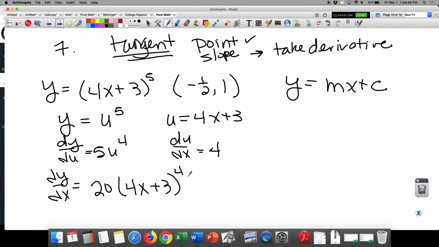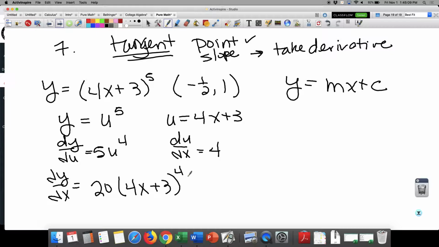Now let me state that again. I need a slope. In calculus, when you need a slope, you need to think derivative, and it's the slope of the tangent. So how does this help me find slope? That's your slope formula. Just plug in the x.